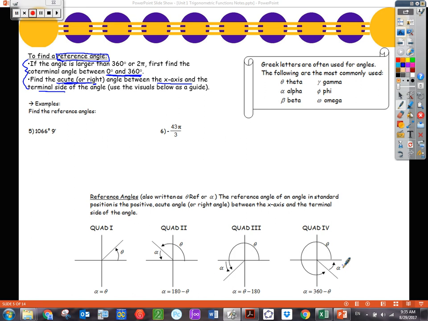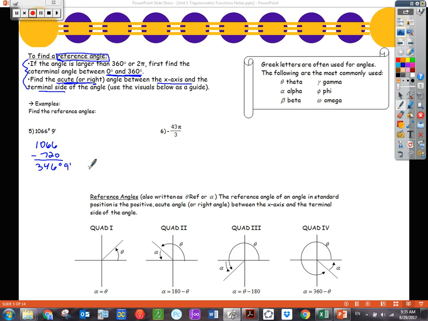So let's look at these couple of examples. We're asked to find the reference angles, and I think we can tell with number 5 that this has some extra rotations on it. I need to pull the extra rotations off. So I know we have 720 degrees. We have 3 extra rotations, so we're going to pull those off. So we're going to take the 1066 and we're going to take off the 720, and that leaves us with 346. So our angle that we pulled off the rotations is 346 degrees 9 minutes. That's the angle that we're looking at.